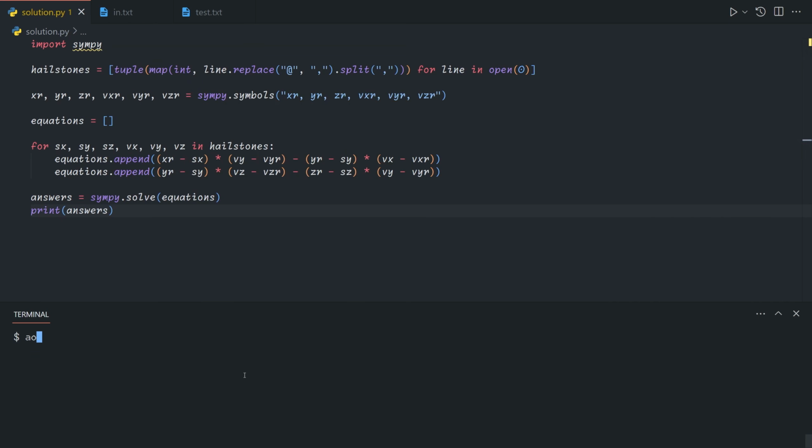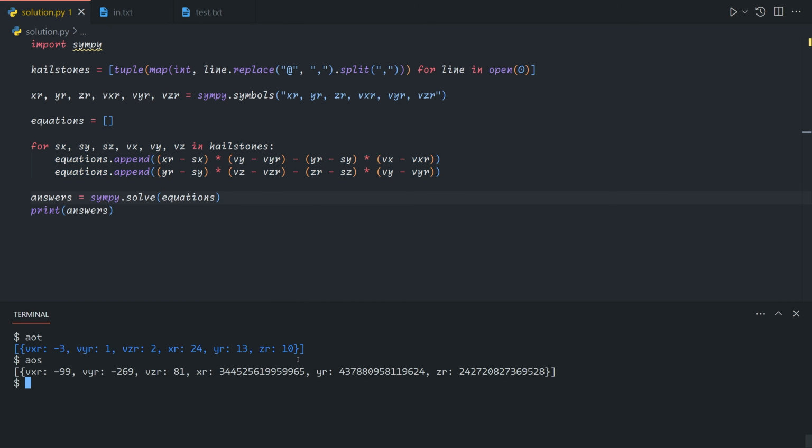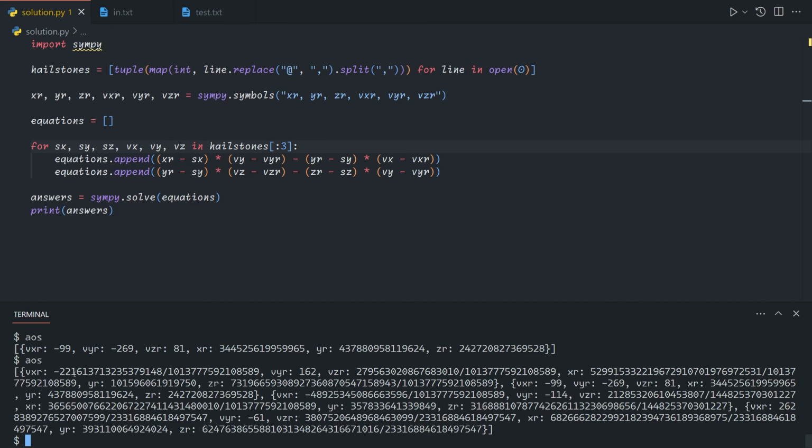And for the test data, this resolves very quickly. For the real data, this is going to take a long time to run because SymPy will spend a lot of time trying to figure out a solution to this very large system. I was completely wrong. I should never have doubted SymPy. That was actually much faster than I was anticipating. But we can also try with fewer lines. So we see here that it finds multiple solutions actually.